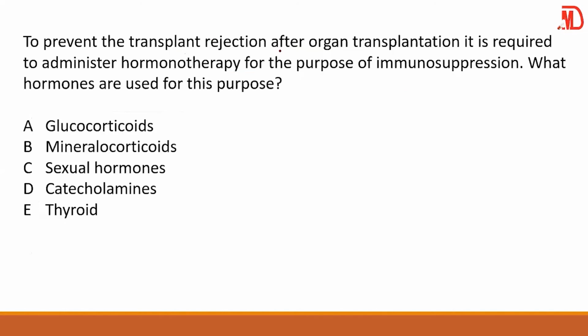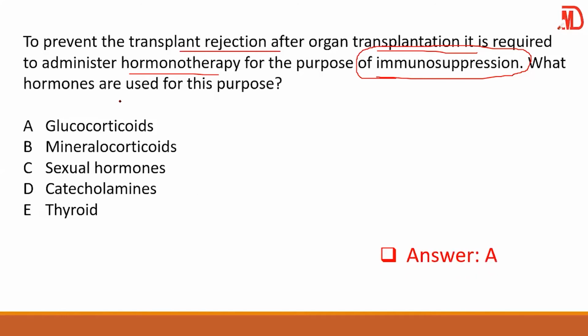To prevent transplant rejection, we have done something about it in pharmacology also. Organ transplantation requires administering hormone therapy for the purpose of immune suppression. What hormone can be used? You need an immunosuppressant, and the immunosuppressant is always a glucocorticoid. To be specific, prednisolone. So here we are thinking of glucocorticoid.